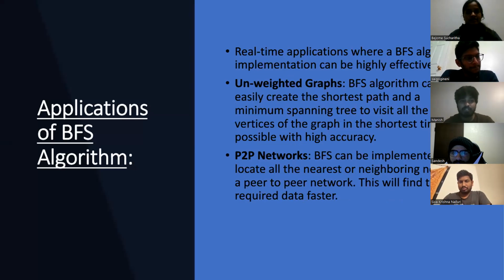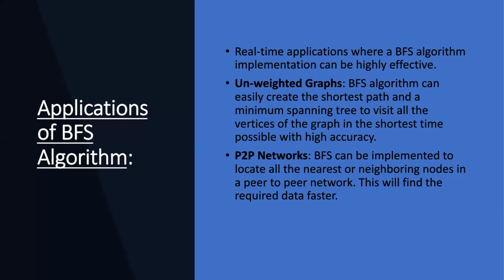BFS algorithm is used in real-time applications like unweighted graphs. BFS algorithm can easily create the shortest path and a minimum spanning tree to visit all the vertices of the graph in the shortest time possible with high accuracy. It is also used in P2P networks, where it can be implemented to locate all the nearest or neighboring nodes in a P2P network. This will find the required data transfer, and there are many more applications we use.